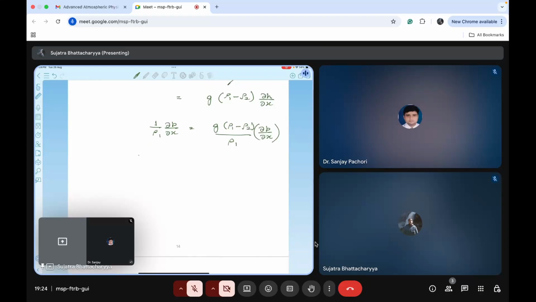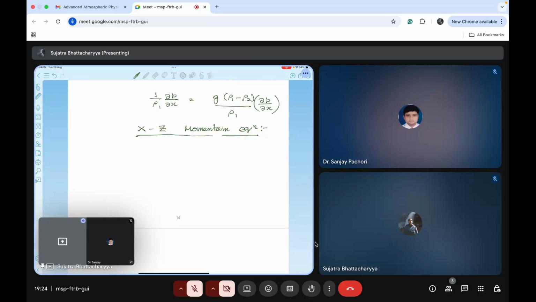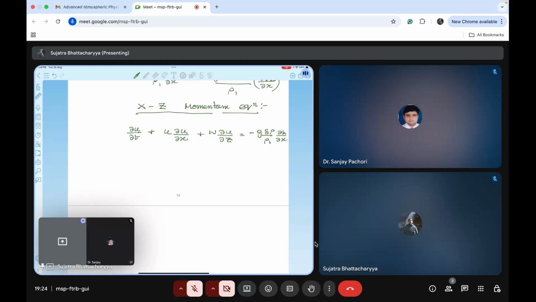Now, since it is a transverse wave, we are taking the XZ momentum equation. You cannot neglect the Z part. So what you get is delta U delta T plus U delta U delta X plus W delta U delta Z is equal to the pressure gradient force. So G, can you write it, delta rho divided by rho 1 delta H delta X. Okay, this is your first equation.